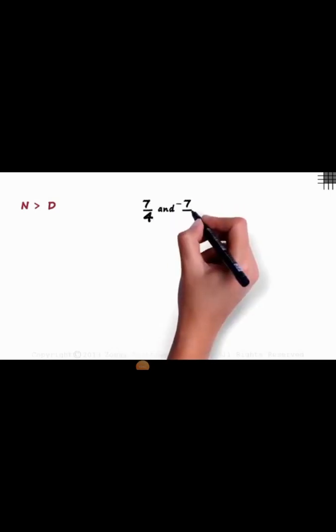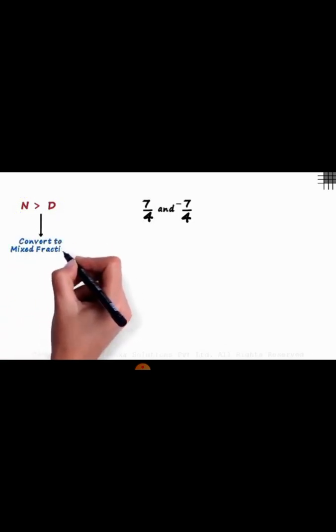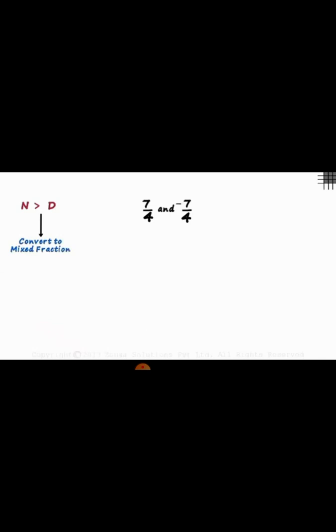Now let's learn how to plot or mark rational numbers whose numerator is greater than denominator. Let us plot 7 by 4 and minus 7 by 4. We try to plot 7 by 4 first. First step in these kind of problems, when numerator is greater than denominator, is to convert it into a mixed fraction form. You would have learned this in your earlier classes, but let me quickly show you how.